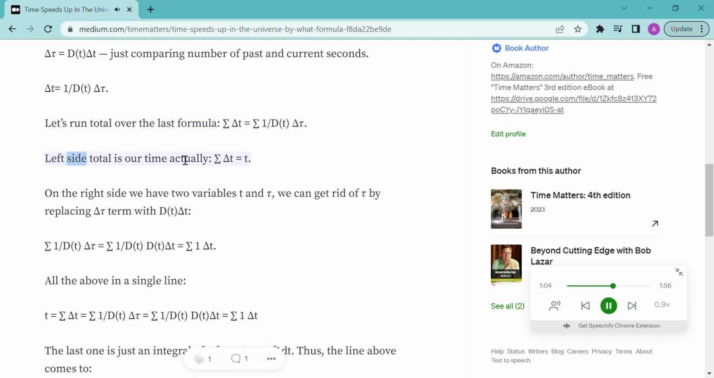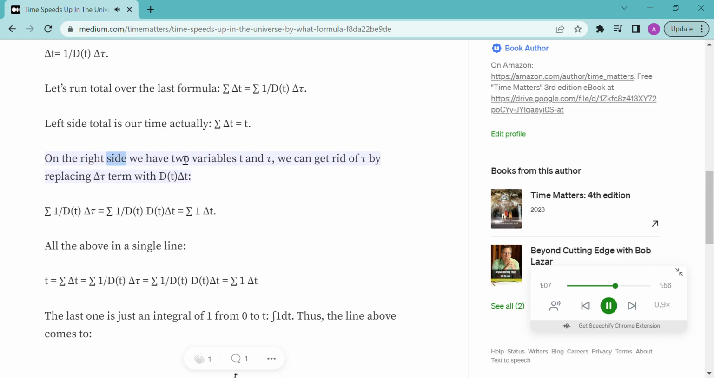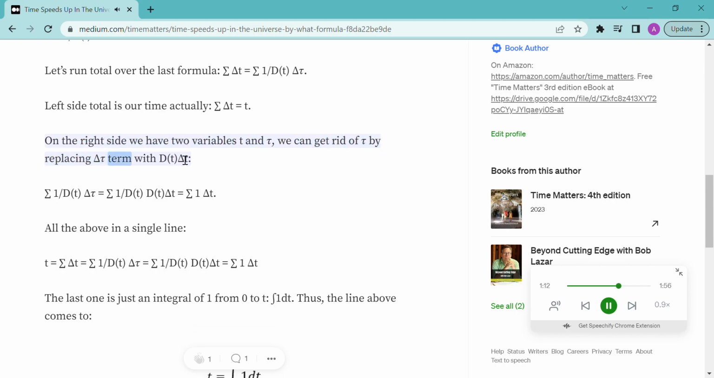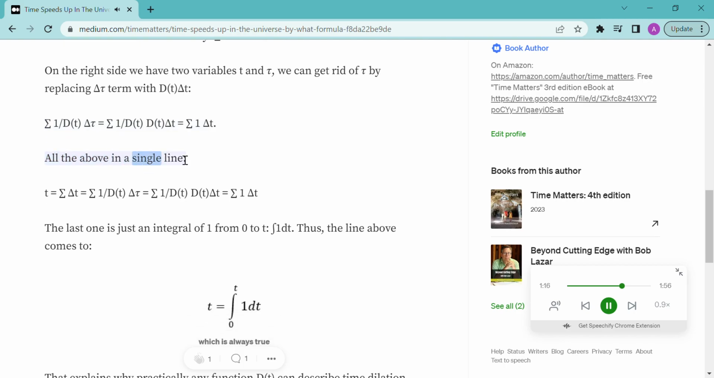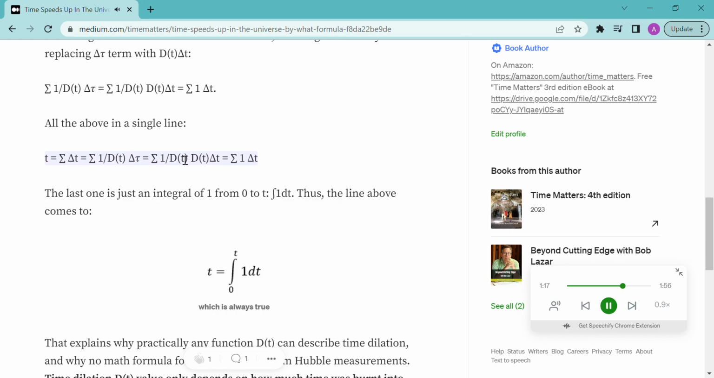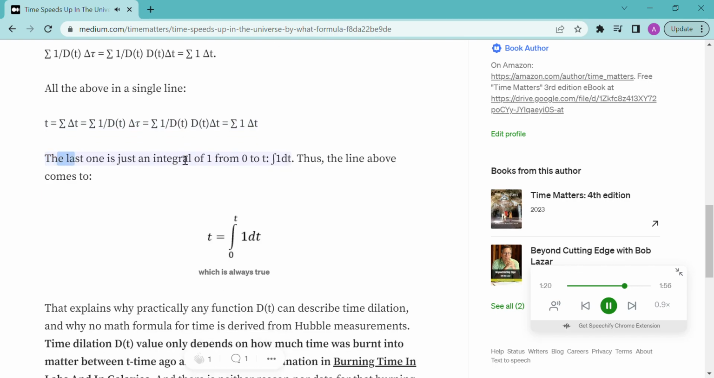Delta t equals 1/d(t) delta tau. The left side total is our time actually, the sum of delta t equals t. On the right side we have two variables, t and tau. We can get rid of tau by replacing the delta tau term with d(t) delta t. 1/d(t) delta tau equals 1/d(t) d(t) delta t equals 1 delta t. All the above in a single line: t equals the sum of delta t equals the sum of 1/d(t) delta tau equals the sum of 1/d(t) d(t) delta t equals the sum of 1 delta t. The last one is just an integral of 1 from 0 to t, 1 dt. Thus, the line above comes to t.